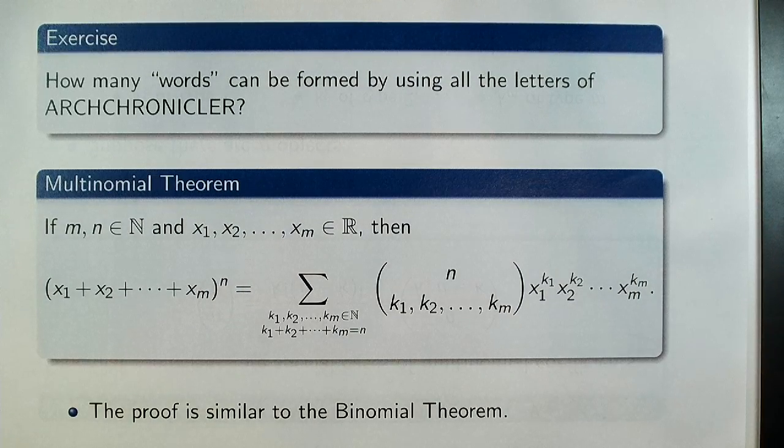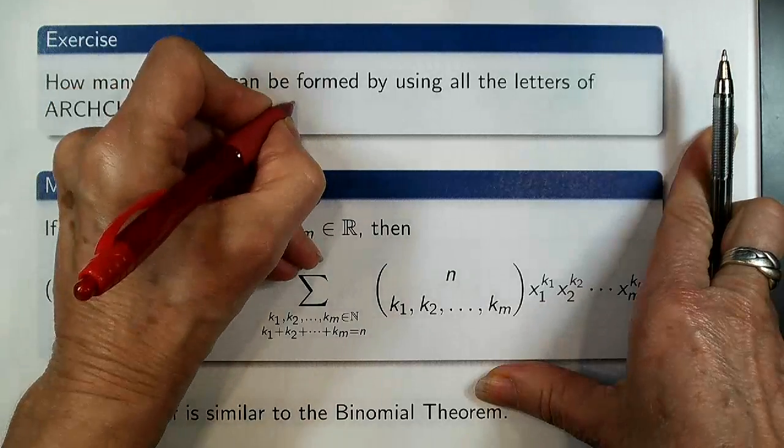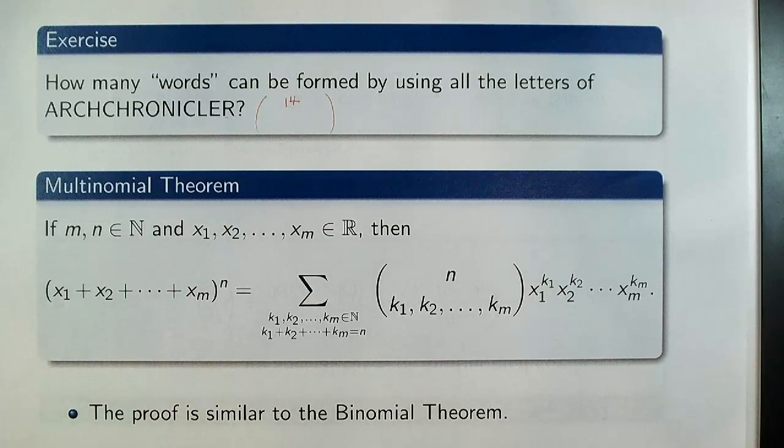So you could ask how many words can be formed by using all the letters of Arch Chronicler. And that's just a matter of counting how many letters there are. That's the hard bit. 2, 3, 4, 5, 6, 7, 8, 9, 10, 11, 12, 13, 14. So it's a multinomial coefficient, 14 choose something. I actually wrote this one out because we're not going to do it. I swear I've got it somewhere. All right, I lied. I haven't got it, because I'm sure I'm going to get it wrong if I write it out.